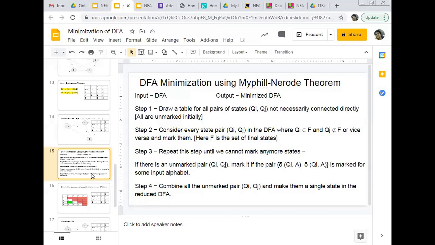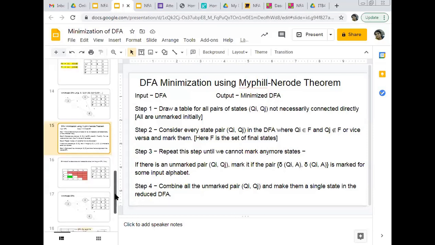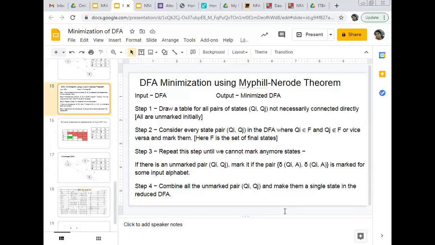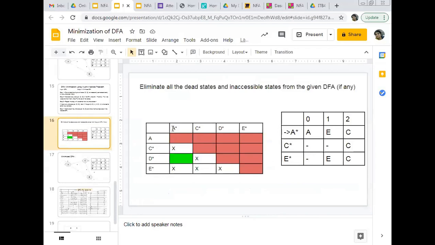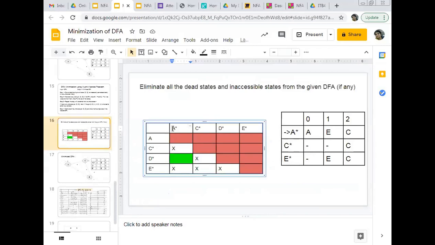That is the Myhill-Nerode theorem. Here, what we have to do is draw a table with all the inputs. Students, you have to follow this from left to right and from above to below. You have to write the states and mark the final states. Why is this red? We are not considering this for filling.